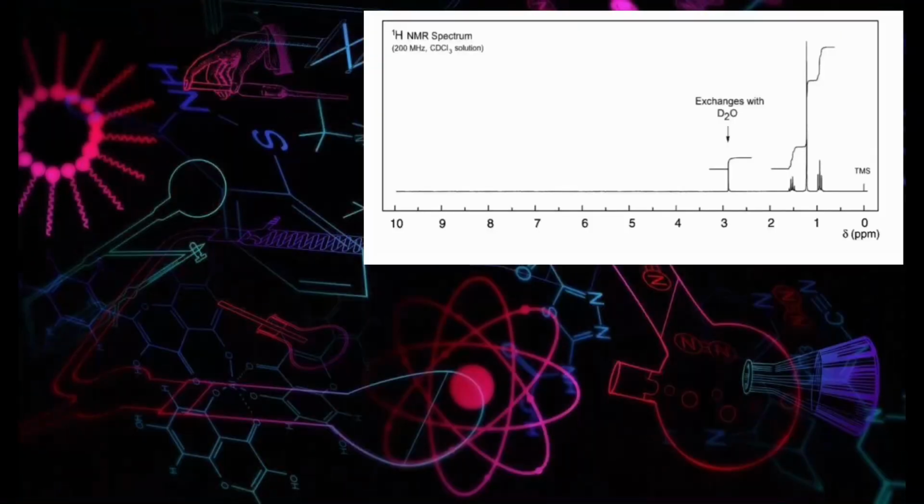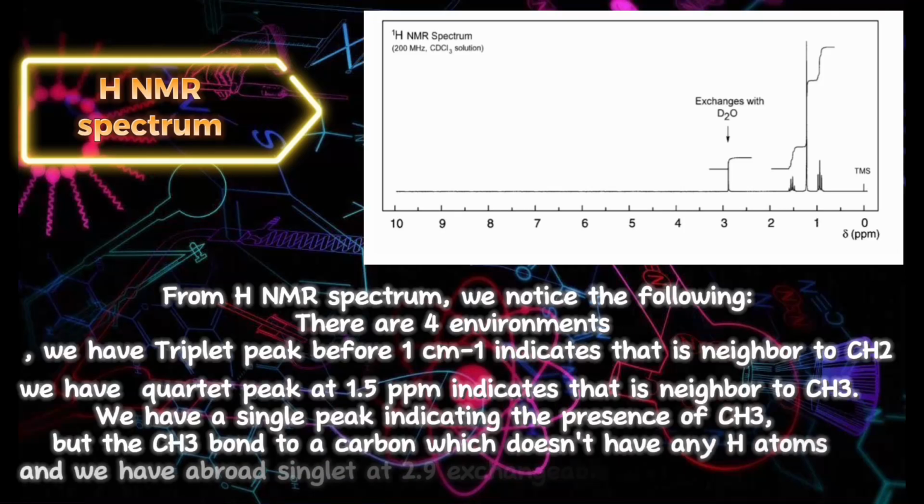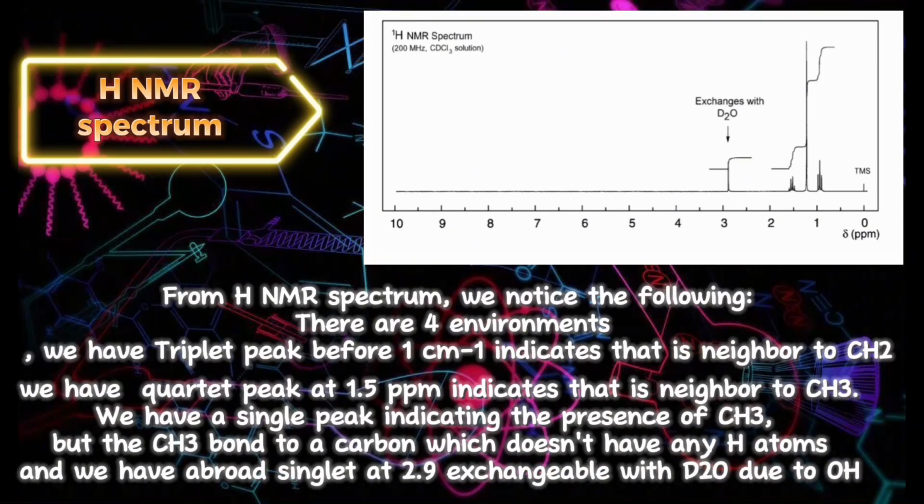From the HNMR spectrum, this device explains the number of hydrogens connected to the carbon atom only. A carbon not bonded to hydrogen doesn't show any peak in this device. Here we have 4 peaks in this device.